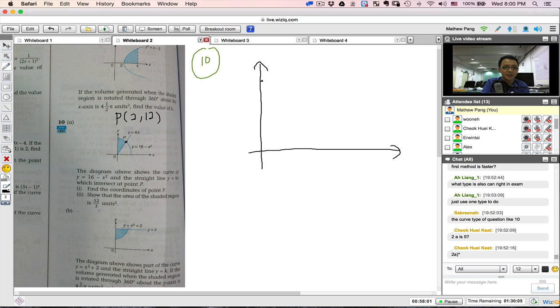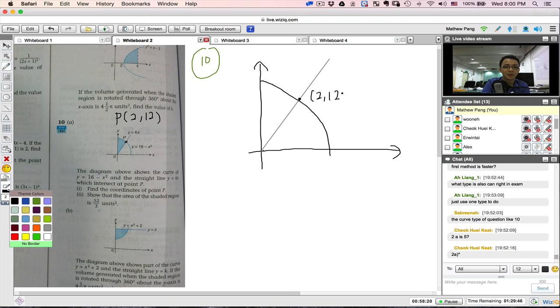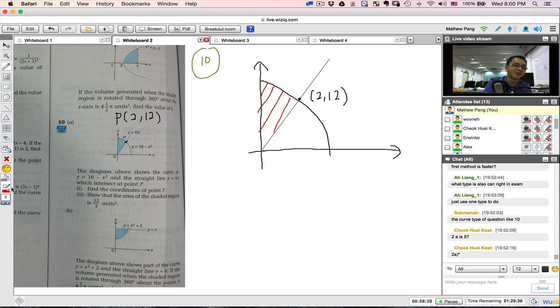I got something like this. I hope, okay, my drawing is bad, but it's just for you to understand. It doesn't matter how my drawing is. Okay, let's say we got something like this, and then we got the P here as 2 and 12. Alright, and then we got some shaded region here. Just roughly, you can already understand.